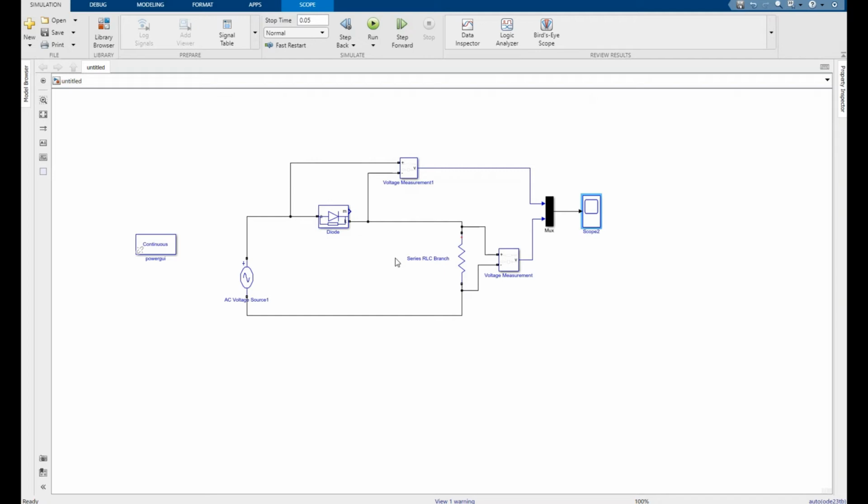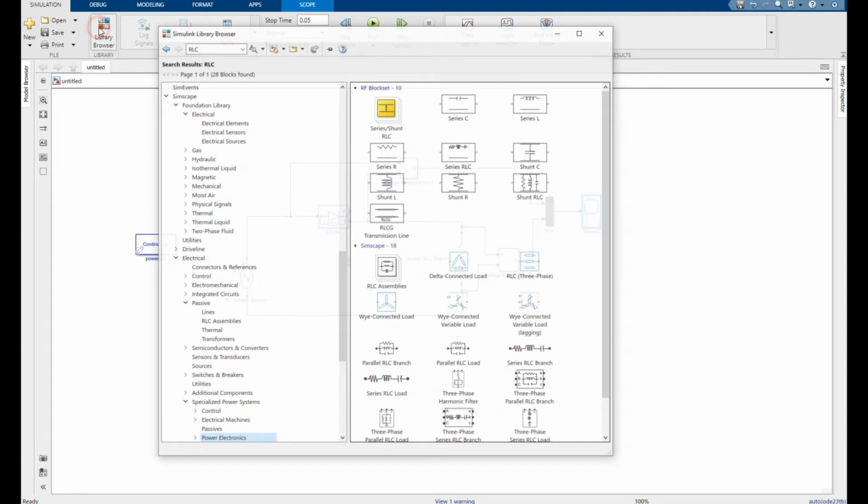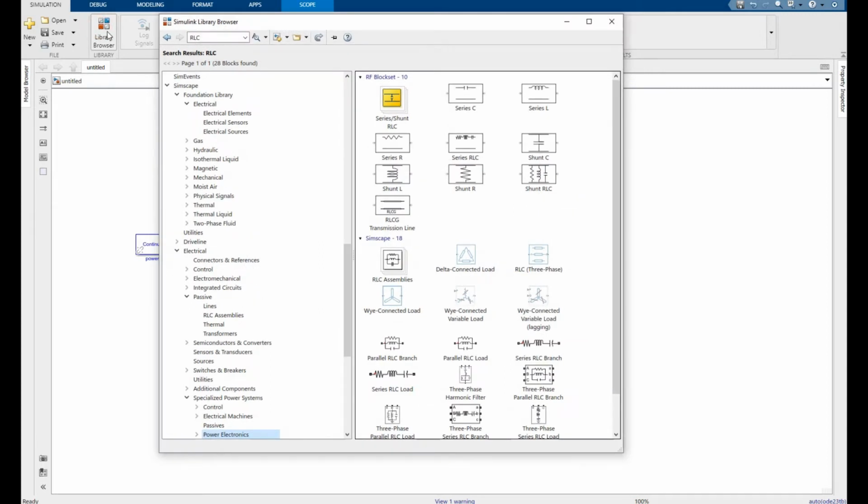in Simulink MATLAB. So for this I am using this simple circuit in which an AC source is connected with a diode in series with a resistance R. So how can you find these components? It's very easy, and you can easily find these components by just clicking on the browser library.